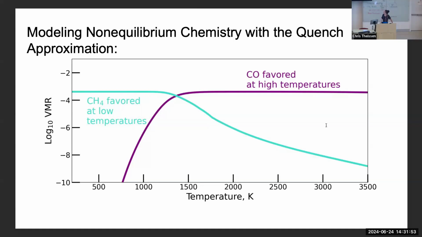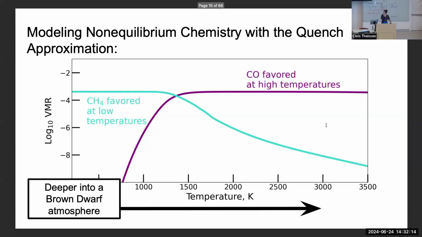When we calculate the ground state thermochemical equilibrium for cold brown dwarfs, we would expect there to be more methane because at cold temperatures, methane is the preferred carbon reservoir. And at hot temperatures, CO is the preferred carbon reservoir. And so if you have a brown dwarf, it's colder near the surface and hotter at depth. And so up in your photosphere, you think you should see methane.